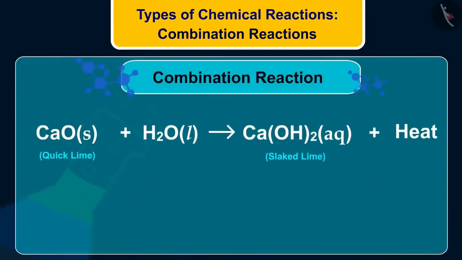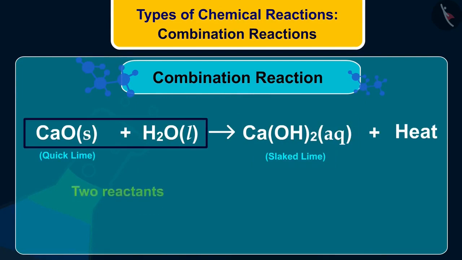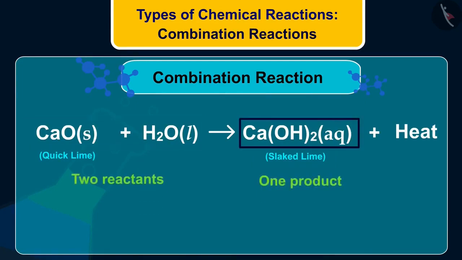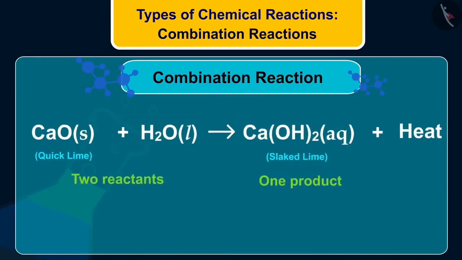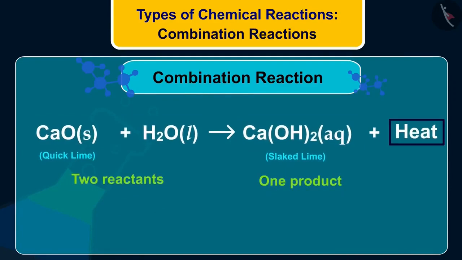Note that in this reaction, calcium oxide and water, H2O, combine to form a product, calcium hydroxide, slaked lime. Two reactants are forming a product together in the reaction. Also, heat is being generated in this reaction.